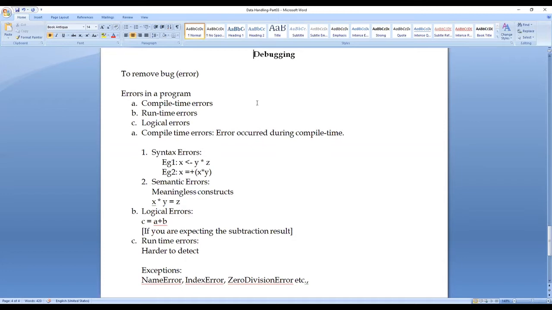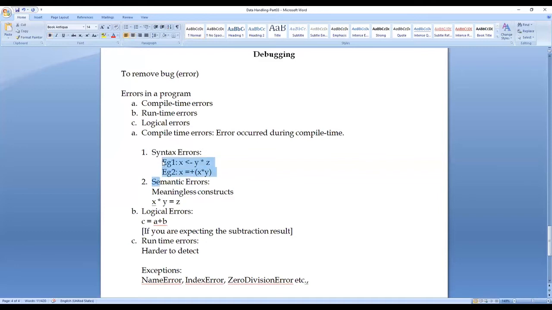See here, compile time error: that is when I am trying to run the program, the high level language is getting converted to the machine level language. Here in Python, it is getting interpreted. When the line by line conversion takes place, if it finds any error in the syntax, that is, when it is unable to translate something properly from the high level language to the machine language, we call it a syntax error. For example, here in syntax error, I have given you 2 examples.